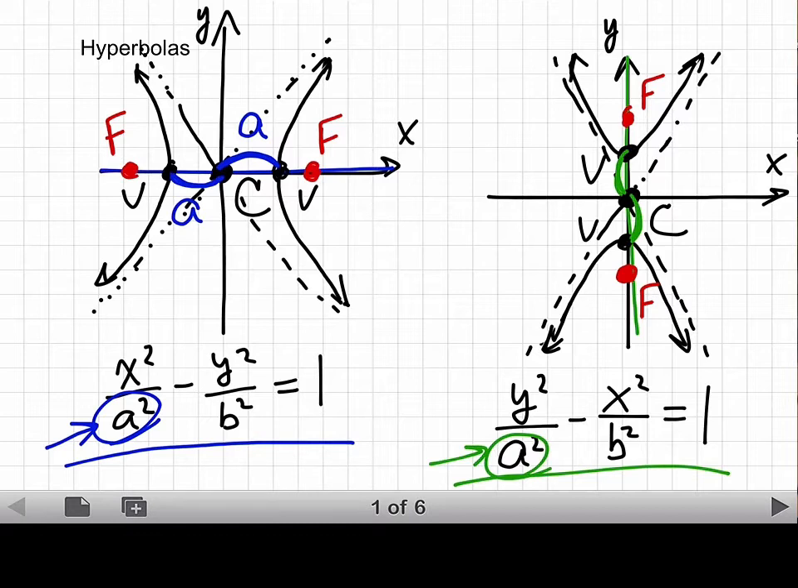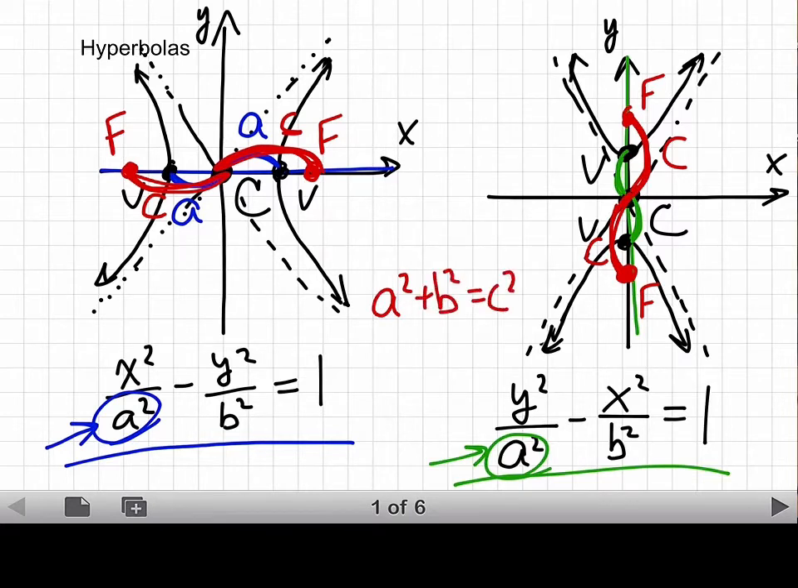As far as the focus is concerned, the distance between the center and the focus is going to be denoted by the letter c. And that's true in both orientations, horizontally and vertically oriented hyperbolas. You may be wondering, where is c coming from? Well, it's the case that a squared plus b squared is equal to c squared, like the Pythagorean theorem. And this relationship will give us the distance between the center and the focus. The a squared and b squared are coming from the denominators of the terms in the original equations.